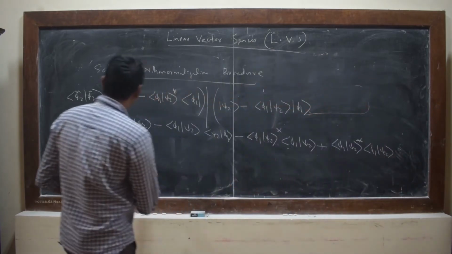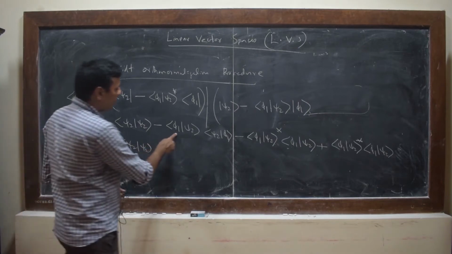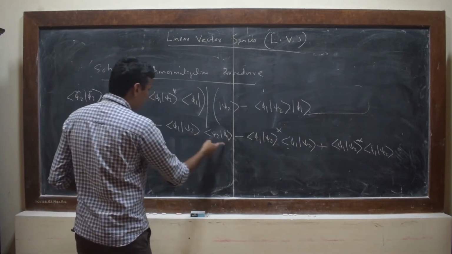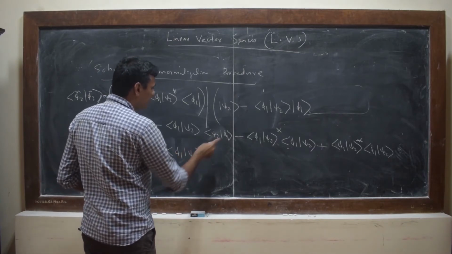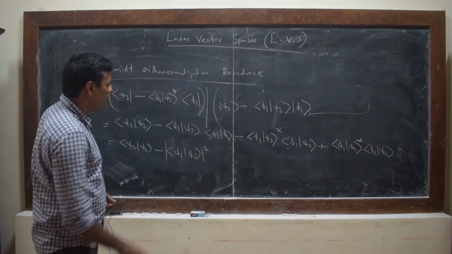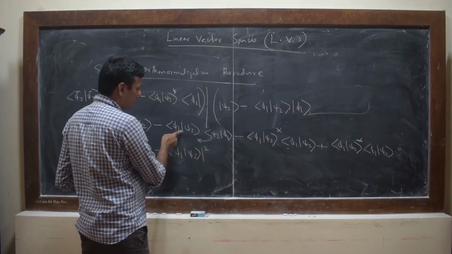And if you look at this, this is equal to psi 2 psi 2, then phi 1 psi 2, then you have a psi 2 phi 1, that is nothing but phi 1 psi 2 star. Okay. So you can say that this is mod square, phi 1 psi 2. So what I am saying is, this is actually the star of this.